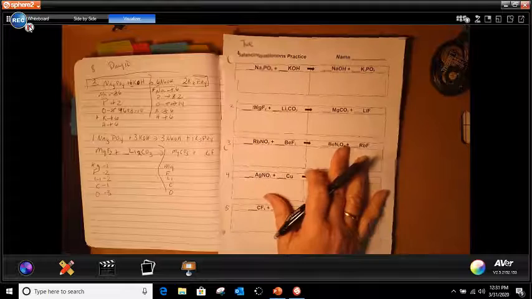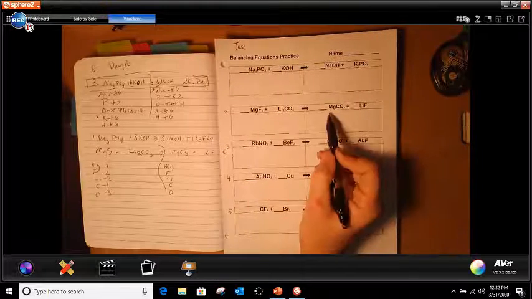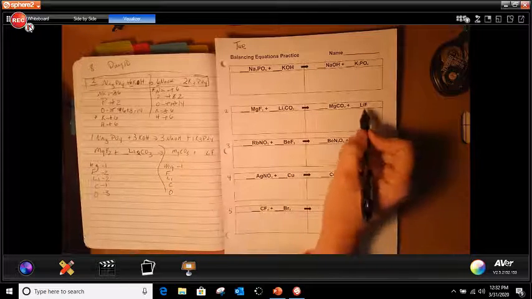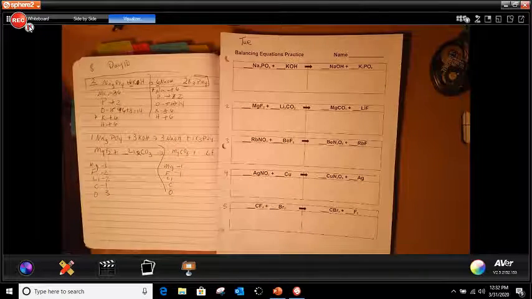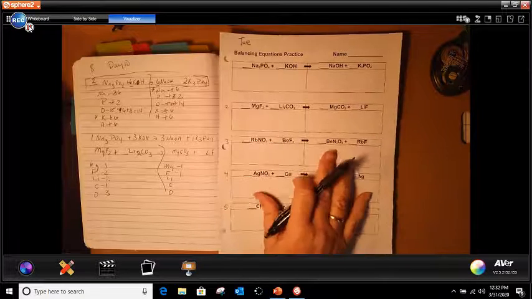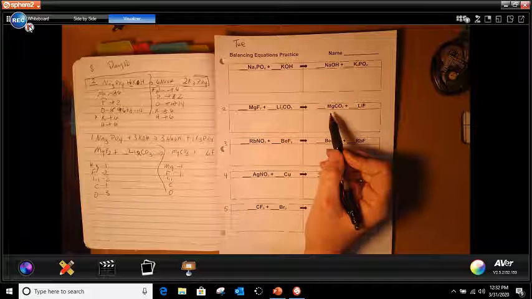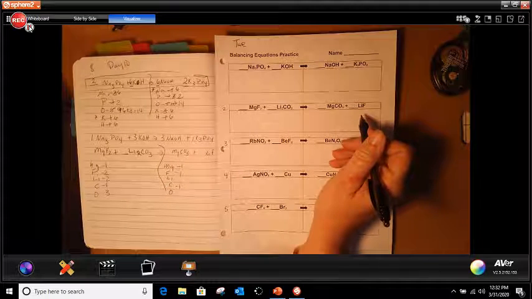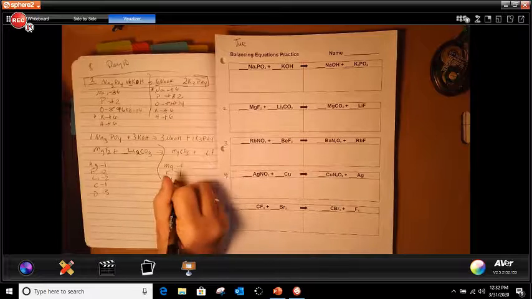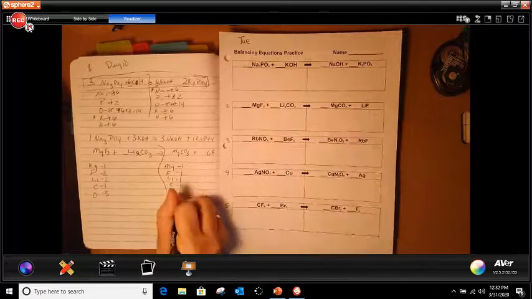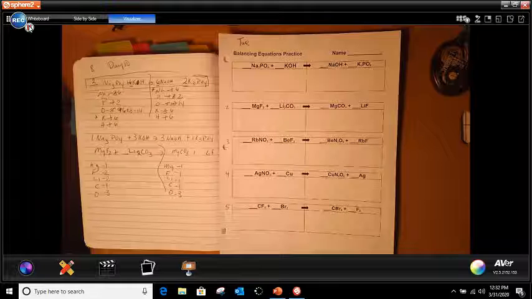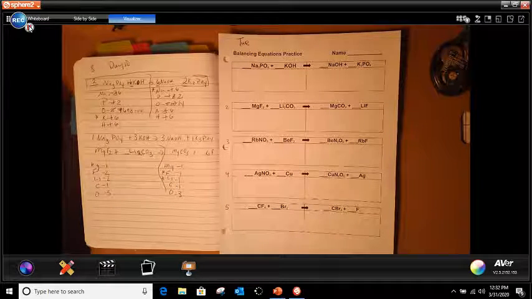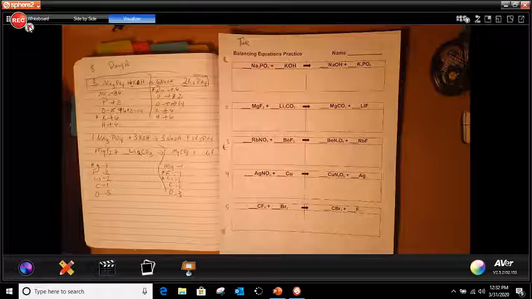On the product side, Mg has 1, F has 1. I've got C, carbon, right? It actually has 1. Li has 1, and oxygen has 3. So if I look, my F and my Li's are smaller. Everything else is right. Correct?